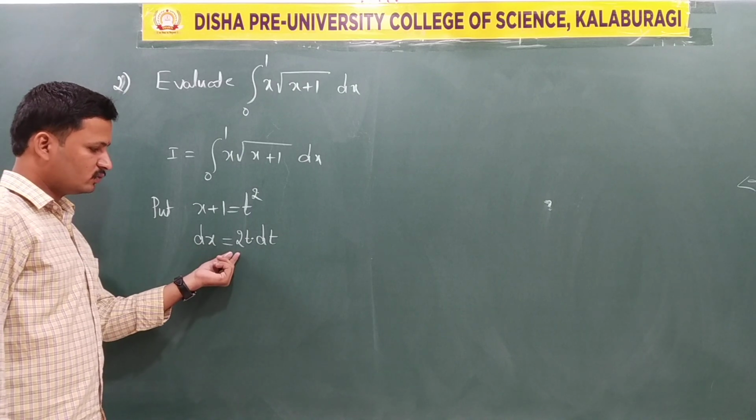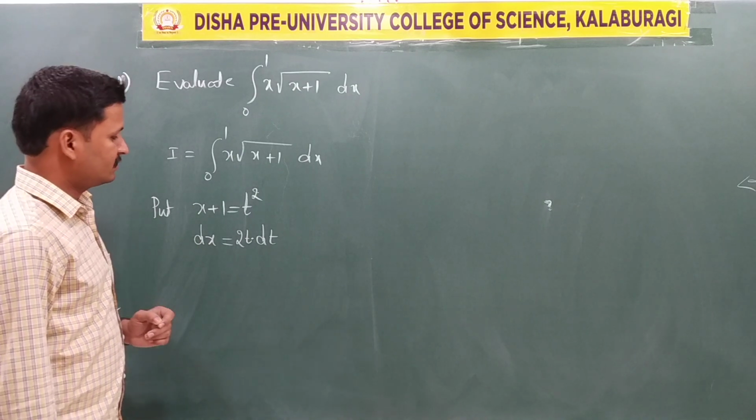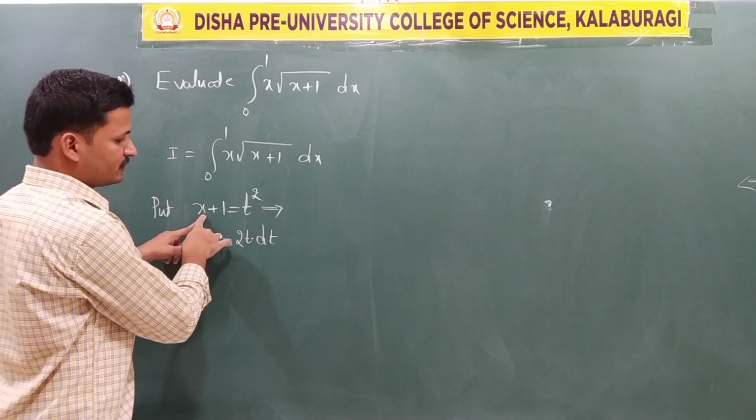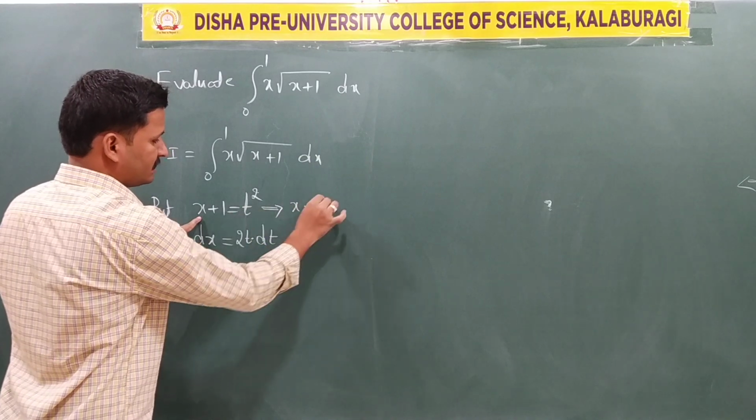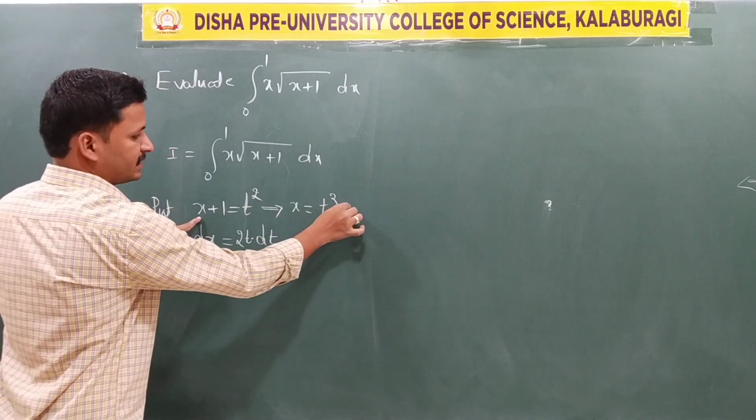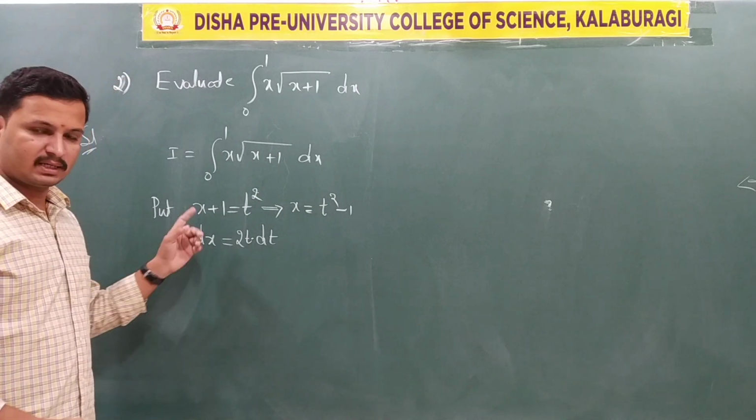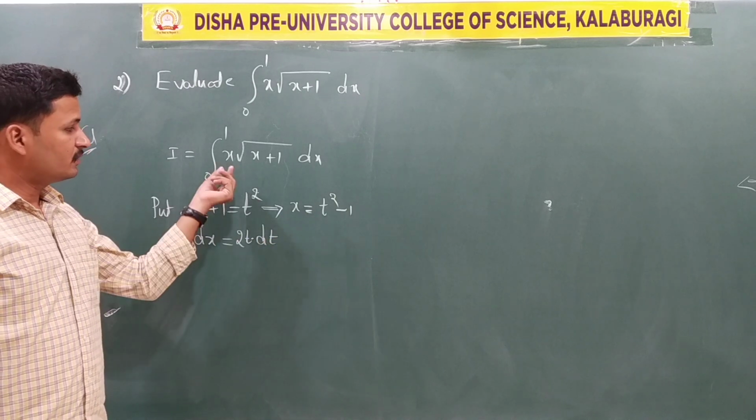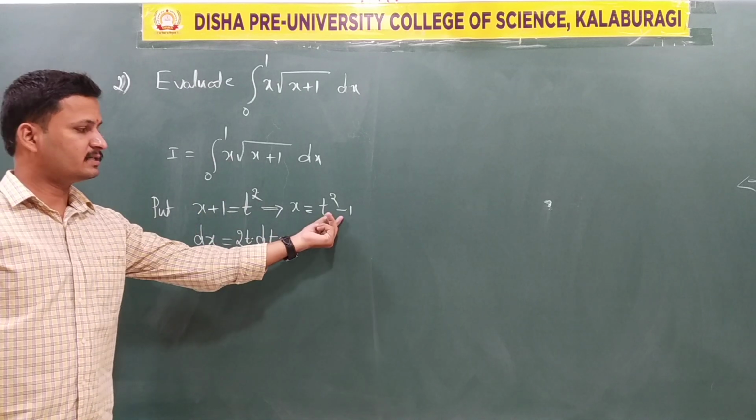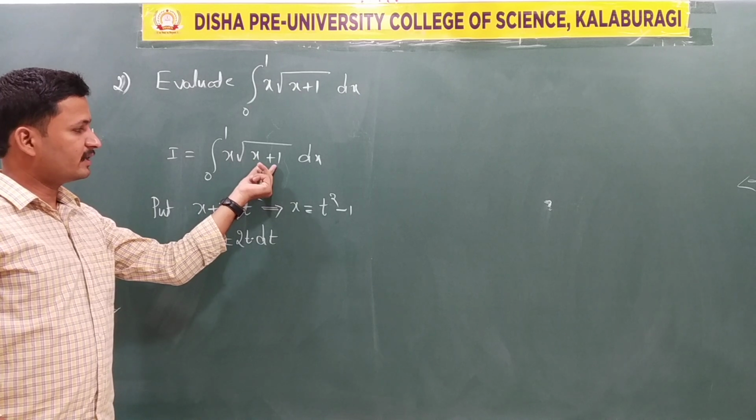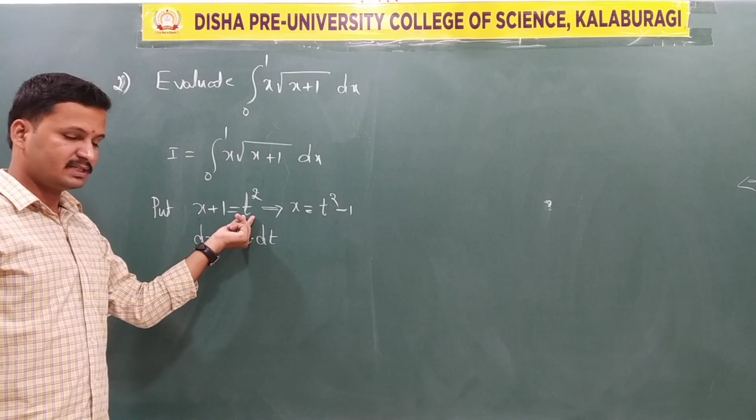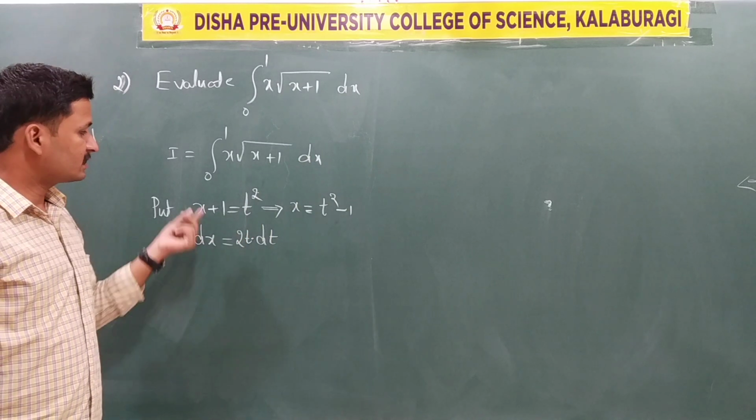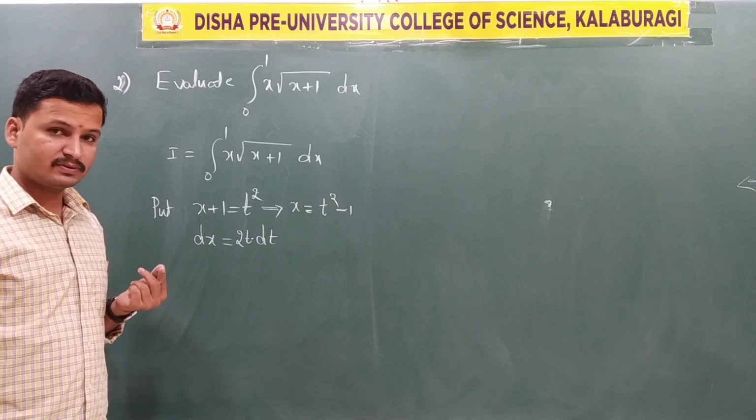So dx is equal to 2t dt. As x plus 1 is equal to t squared, which implies x is equal to t squared minus 1. We take the plus 1 to this side, that is minus 1. We need to substitute t squared minus 1 in place of x, t squared in place of x plus 1, and 2t dt in place of dx. Simultaneously, the limits of the integral also change.